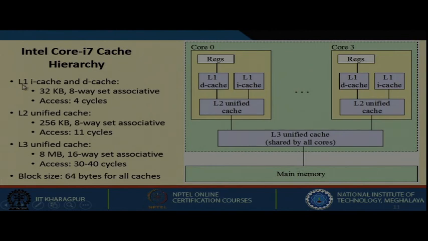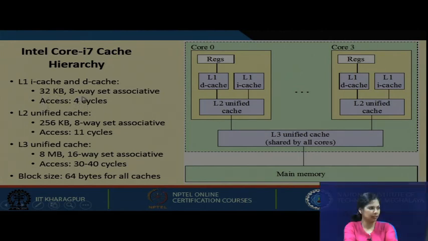Now, here is some information. The L1 cache is divided into D cache and I cache, and the access time is roughly 4 cycles and the size is 32 KB. We can have an 8-way set associative cache. We will see in detail, this is a kind of cache memory mapping technique, which we will be seeing.